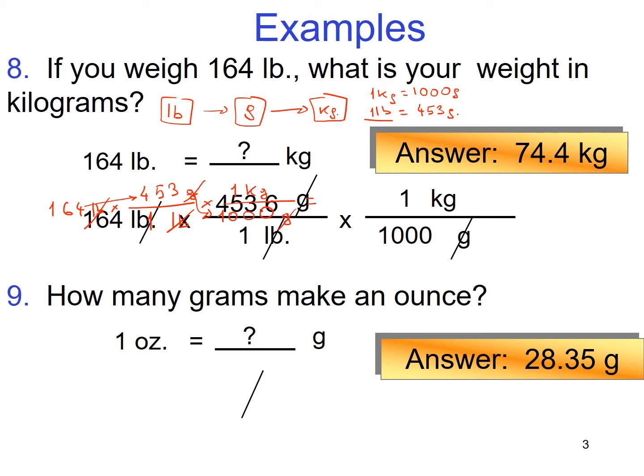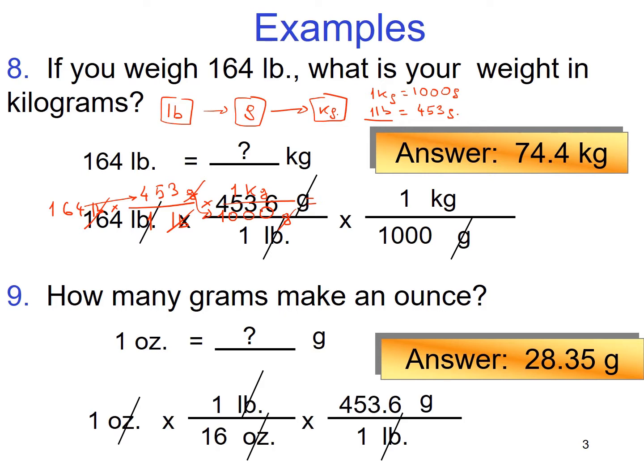And so for the next one, going from the ounce to grams. First you could connect the ounce to pounds. At this point you'll cancel the ounce, your answer will be in the pounds, and then the pounds now is going to convert it to the grams based on these conversion factors.